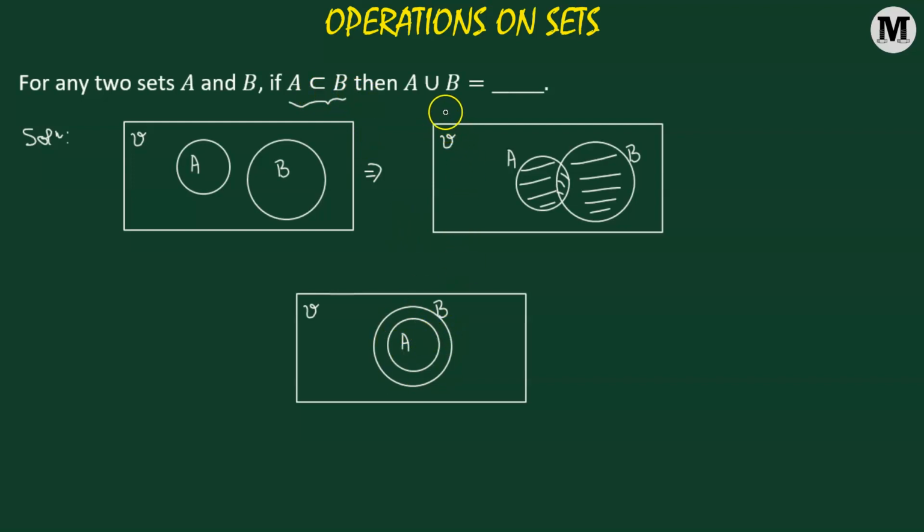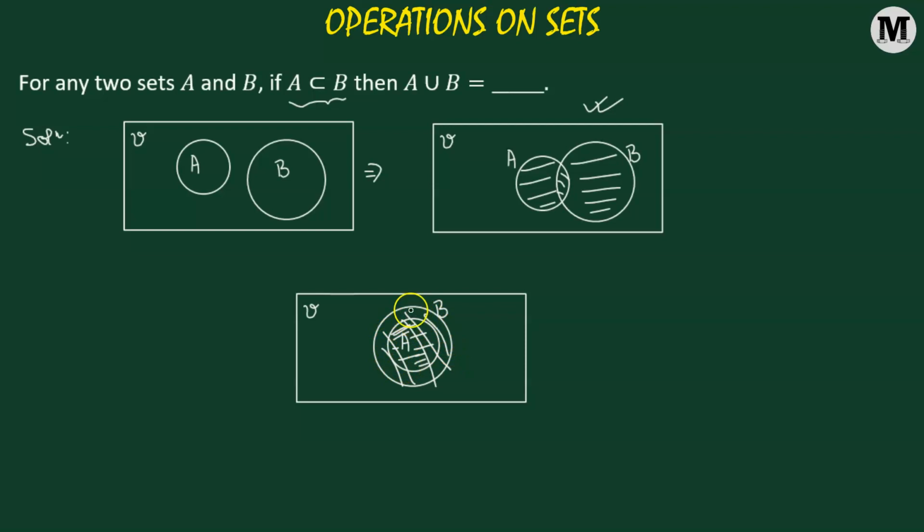Now we have to determine what A union B is. If we use this definition of A union B, it means that we have to pick up all the elements of the set A. We also have to pick up all the elements of set B, that's the entire set B. And we have to pick up the elements that are common to both set A and set B. What is it? That's the set A itself.